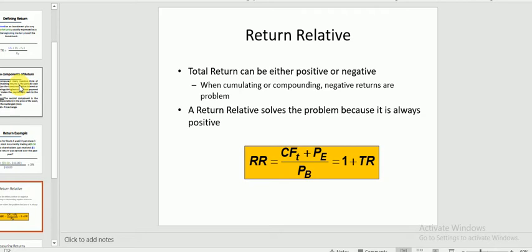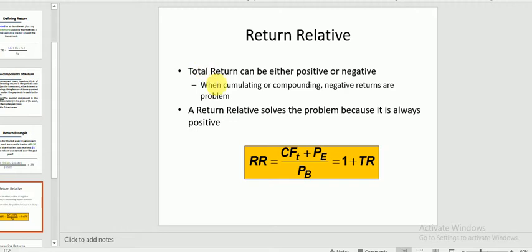Now we are comparing the returns of company A and B with the standard returns, like the market returns. What is the standard market return? So we compare the returns of company A and B. This type of returns is called relative returns. But return relative is something else.